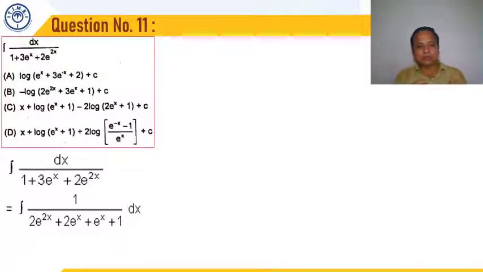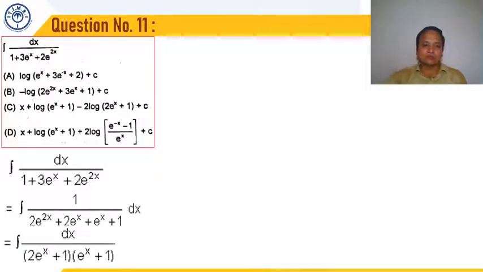We write this as 2 e to the power 2x plus 3 e to the power x. We split it as 2 e to the power 2x plus e to the power x plus e to the power x plus 1, just to factorize this term. From the first two terms, we take e to the power x common, it becomes e to the power x times (2 e to the power x plus 1). And the next two terms are also 2 e to the power x plus 1. So indirectly the whole 2 e to the power x plus 1 comes out common. We get e to the power x plus 1 as one bracket and 2 e to the power x plus 1 as the second bracket. Now both the brackets are linear expressions.